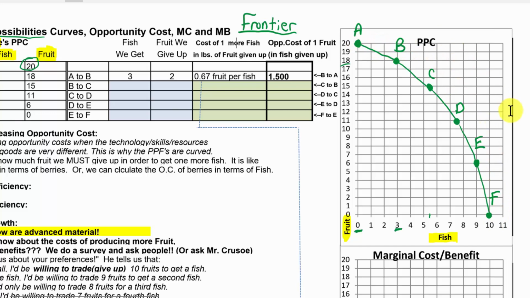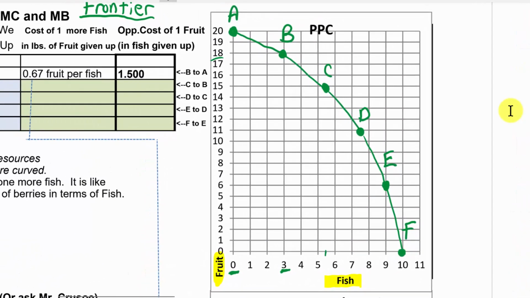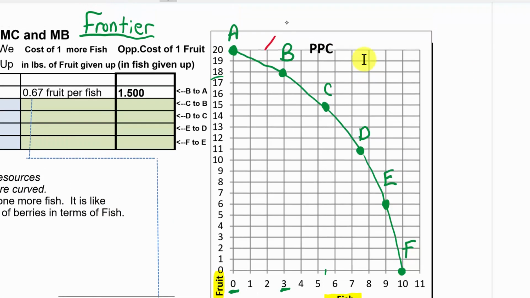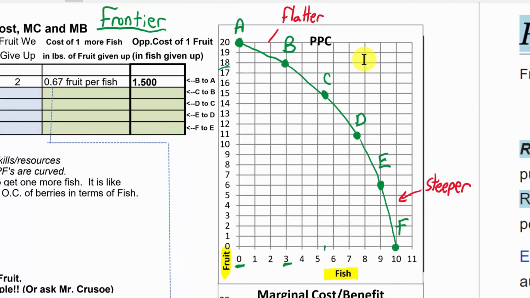What are the properties of a shape like this that is bowed out away from the origin? Well, what you notice here as we go along from A to F is that this curve looks like it's much flatter up top and much steeper as we get toward D and E and F. And we'll talk about why that is. So it's not enough to know that, okay, that's what it looks like. We need to also understand why that's happening and be able to analyze this very deeply.